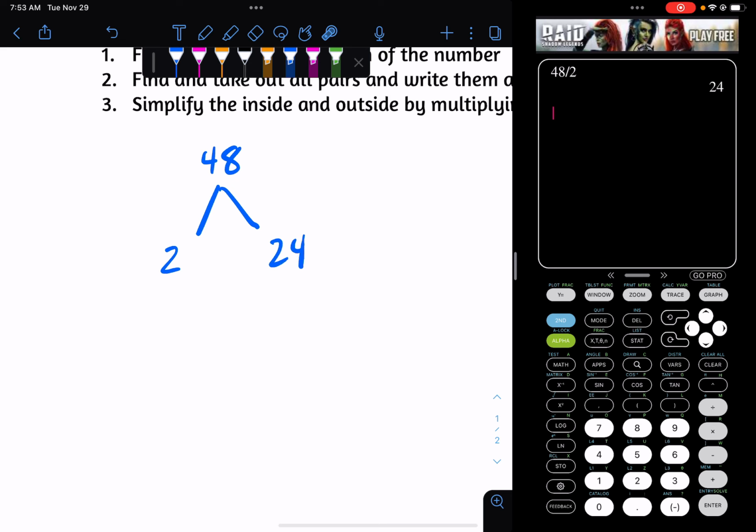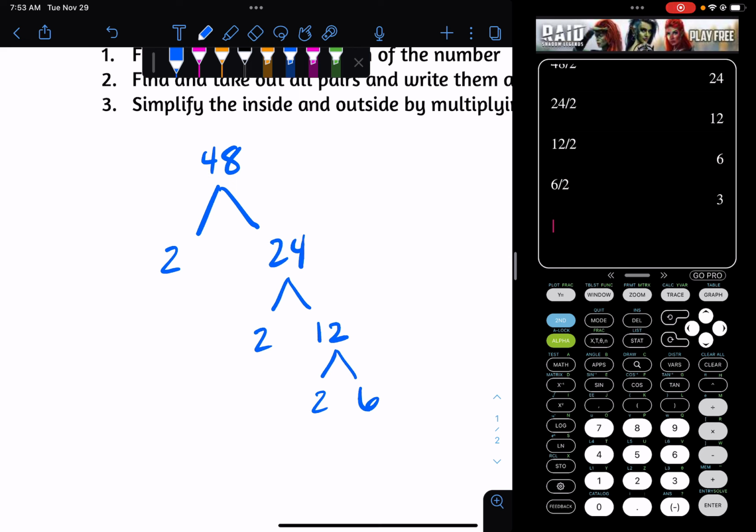Can I break this up, though? I can, right? What two numbers multiply to give me 24? There are a lot, but I'm just going to do 24 divided by 2 and see if that works. 12. So that means 2 times 12 gives me 24. Okay, cool. I know I can't break up this 2, but I can break up this 12. So 12 divided by 2 again. What gives me that? 6. So 2 times 6. And then can 6 be broken up? I'm going to say divided by 2 again. Yeah, so that means 6 can be broken up into 2 and 3.